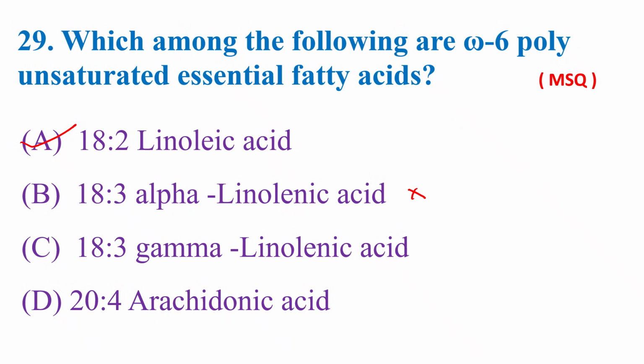Next, option number C, 18:3 gamma linolenic acid. We know that it is a derivative of linoleic acid. So we can say that it belongs to the omega-6 series and it is important for our metabolic intermediates. So option number C is also correct. And option number D, that is 20:4 arachidonic acid. It is a long chain omega-6 fatty acid which is synthesized from linoleic acid. That means it is physiologically important for our health also. So we can say over here our correct options are option number A, option number C, and option number D.